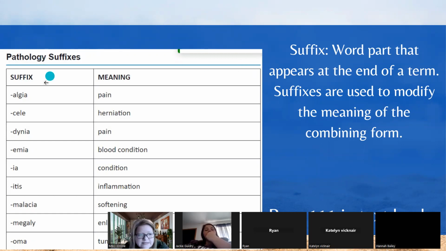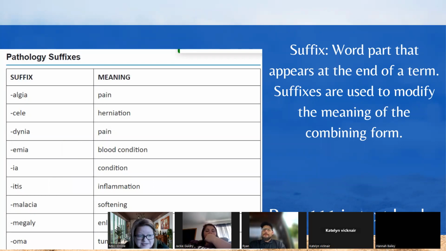Okay. Let's see. For suffixes, algia, meaning pain. And again, these come at the end of words. Like fibromyalgia, right? Pain in the fibroids. Celi means herniation. Dyna, or dynia, means pain. Emia, blood condition like anemia, right? Ia, meaning condition. Itis, inflammation, which is a very common one for diseases and stuff.